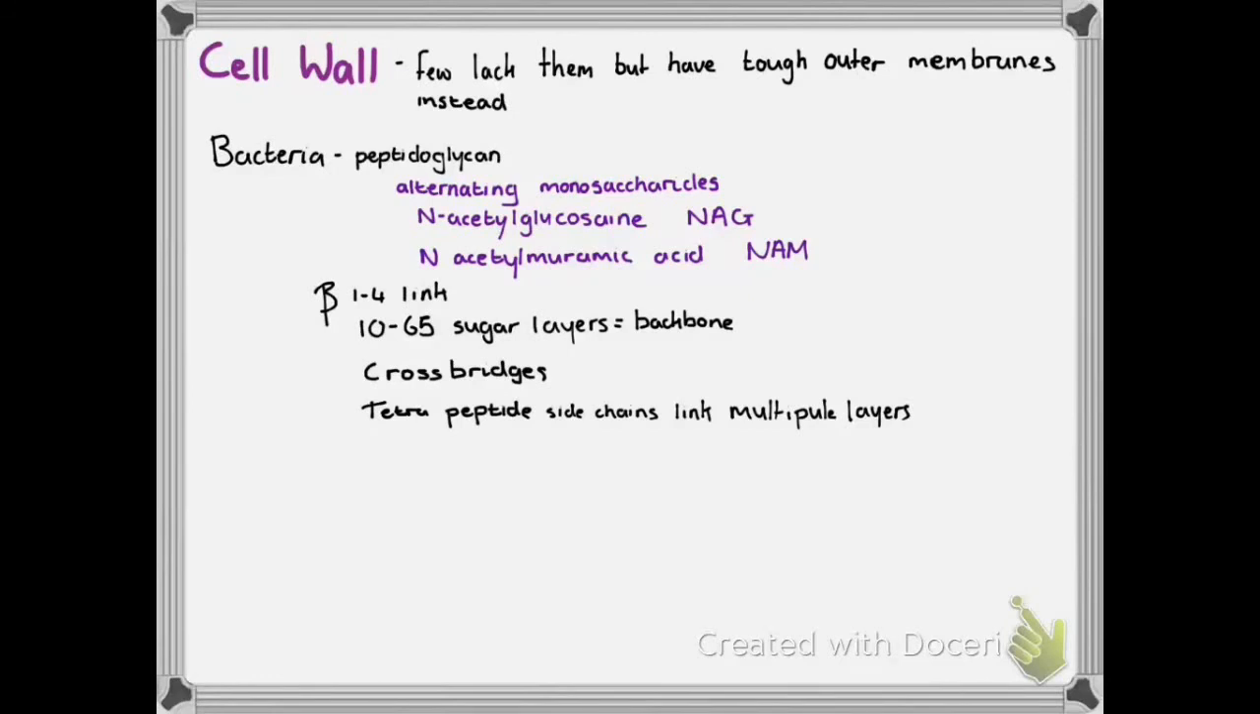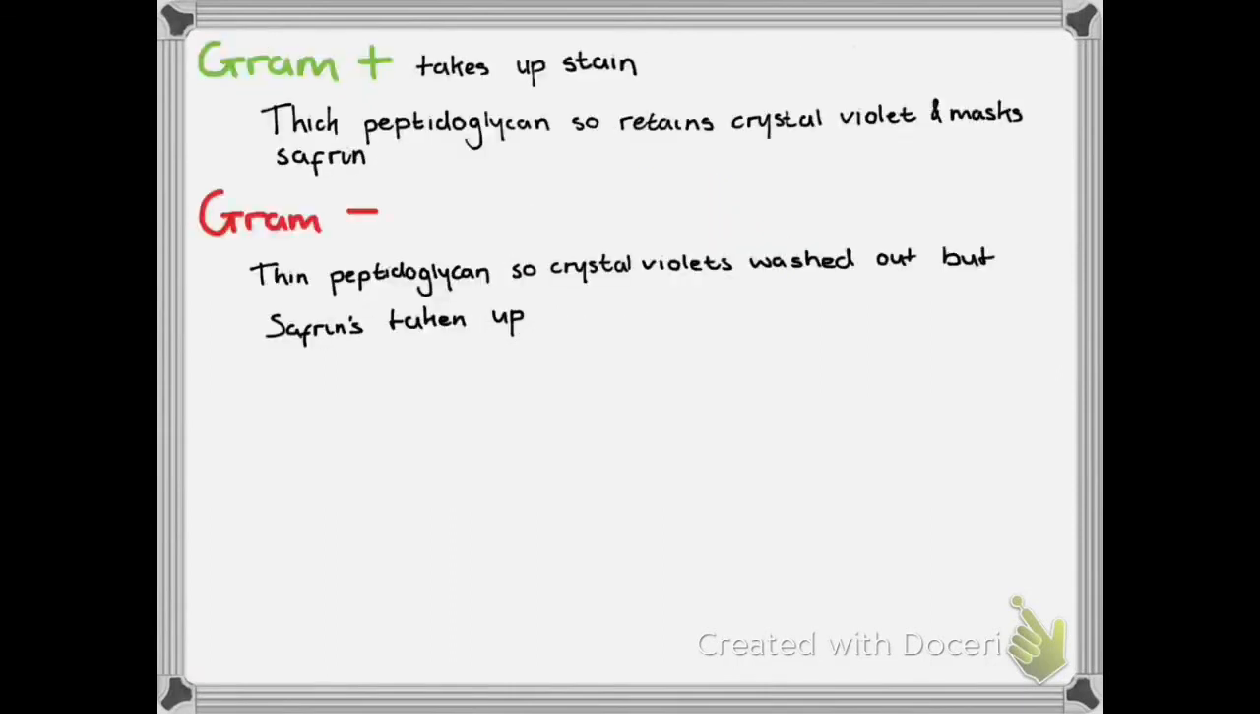These have a beta-1,4 linkage between them, and a whole backbone consists of around 10 to 65 sugar layers, which can form cross bridges between them. They can also have something called tetrapeptide side chains, which link multiple layers together. And then I mentioned earlier about gram-positive and gram-negative, so let me tell you about that. This is because of different structures within the cell wall.